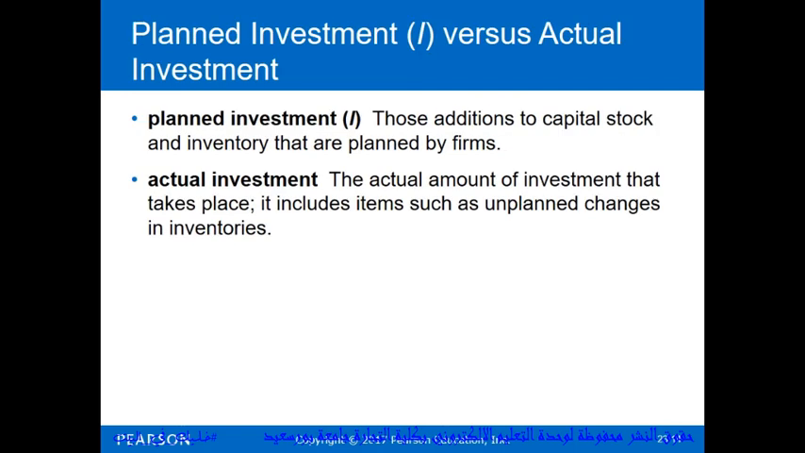Now we consider Keynes's explanation of business investment. But before we go into further detail into this explanation, we need to distinguish between two concepts relating to investment. The first is planned investment, and the second is actual investment. Planned investment, denoted as I, refers to those additions to capital stock and inventory that are planned by firms, while actual investment is the actual amount of investment that takes place. It includes items such as unplanned changes in inventory.